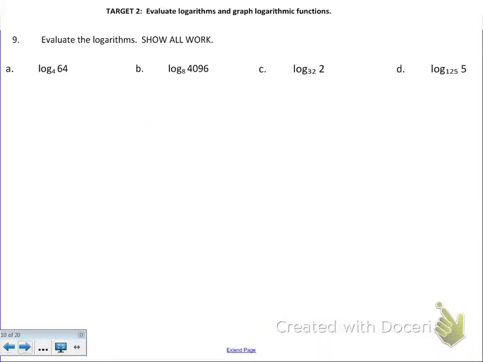Okay, next problem. Evaluate the logarithms. Show all of your work. Take a moment, do this, hit pause, come back for the solutions.